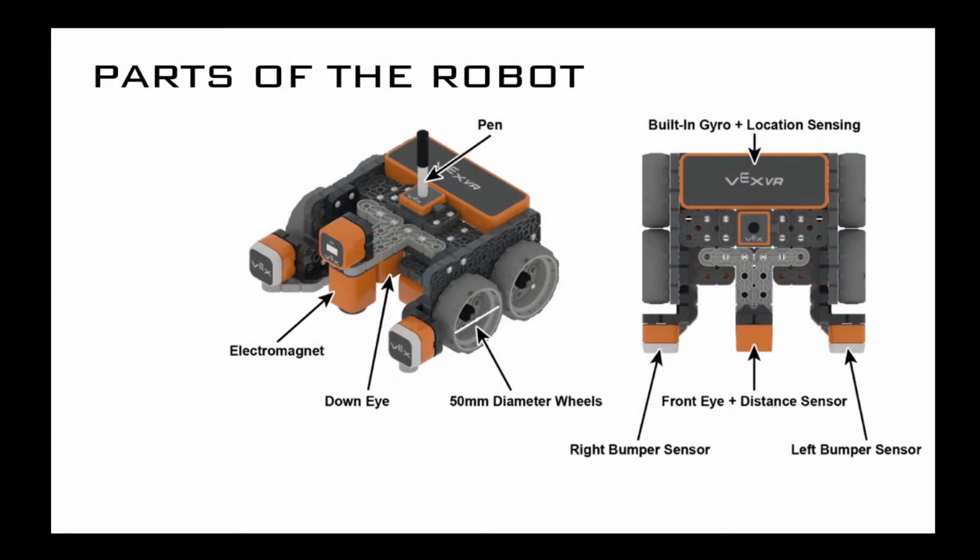Parts of the robot. Here at the middle on the left side, we have the pen, the electromagnet, the down eye, and the 50mm diameter wheels. At the top view, we have the built-in gyro plus location sensing. The front eye is for distance, plus a distance sensor. We also have the left and right bumper at the front. This is somewhat similar to our standard drive base with the Vex IQ robot.